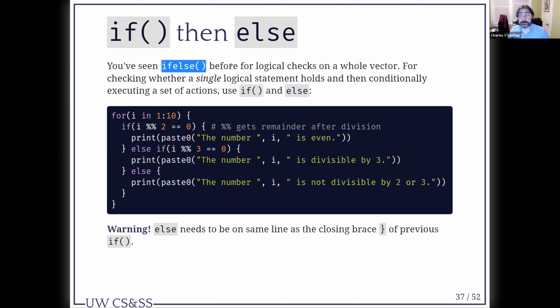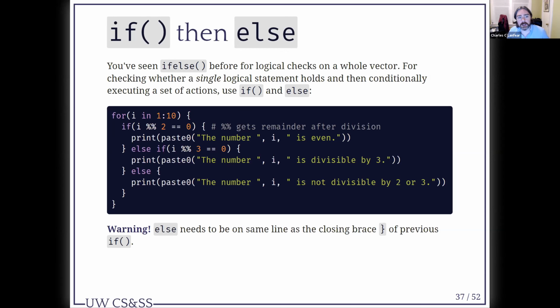This is not what if and else are for. If and else are for checking a single value, a single true or false, and then doing something based on the true or the false. Here's an example of using it inside of a loop.